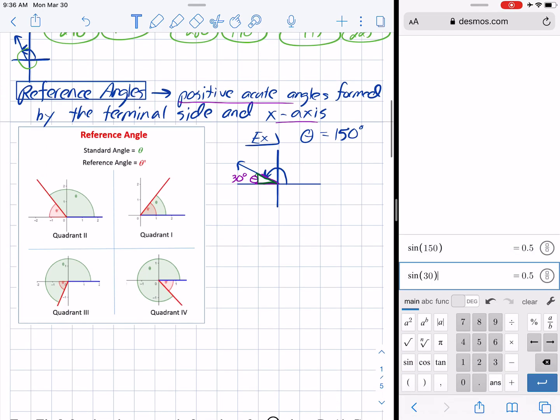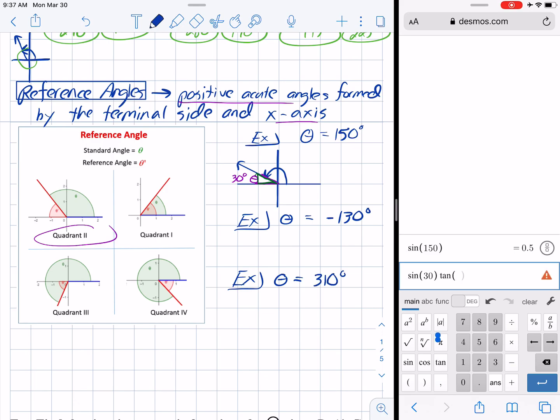Okay. So I just gave us an example of a reference angle in quadrant 2. Why don't you guys do 2 examples? Find the reference angle for theta at negative 130 degrees and for theta at, let's do 310. Okay, you guys can pause the video. If you need to draw it like I did right here, do that. Go ahead and pause the video and find the reference angle. Remember, it's a positive acute angle formed by the terminal side and the x-axis.